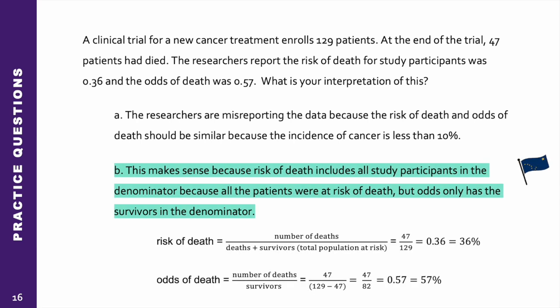Here's the difference between risk of death and odds of death for this example. Risk of death is the 47 patients who died out of all the patients who were at risk of death during the study, 129, for a risk of 36%, while the odds of death is the 47 patients who died divided by the patients who did not die, the survivors. We find the survivors by subtracting the 47 people who died from the 129 patients to get 82. So the odds of death was 57%.